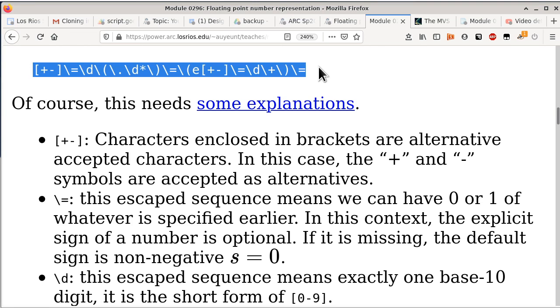Now, there are finite state machines, there are stack machines, and then there are Turing machines. There are different classifications of these machines based on whether they can store something. A finite state machine cannot store anything. All it can do is know what its current state is.